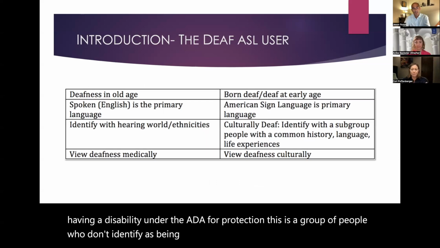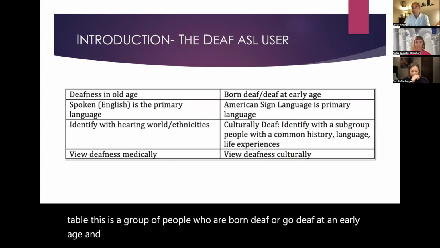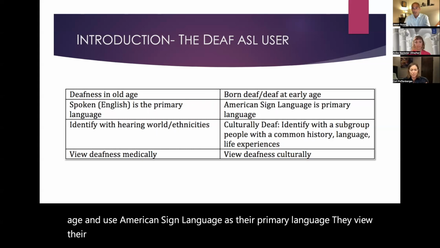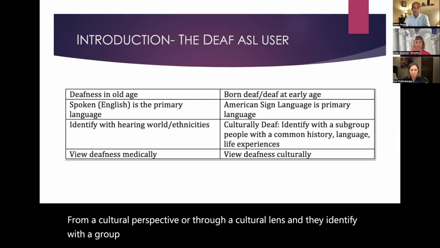So on the right-hand side of the table, this is a group of people who are born deaf or go deaf at an early age and use American Sign Language as their primary language. They view their deafness from a cultural perspective, or through a cultural lens, and they identify with a group of people with a common history, life experience, and language.